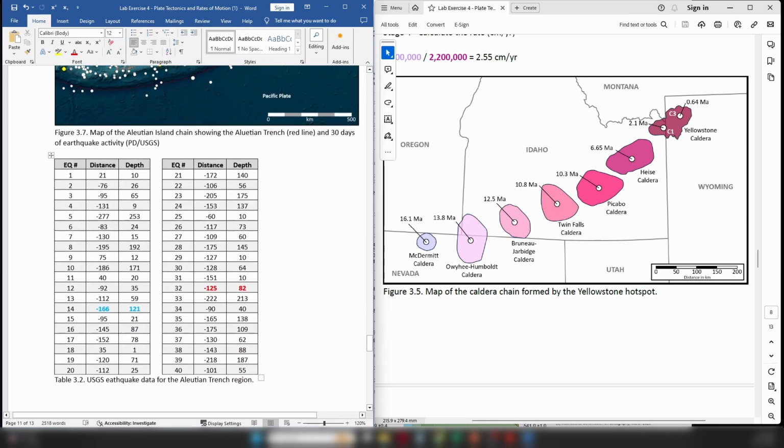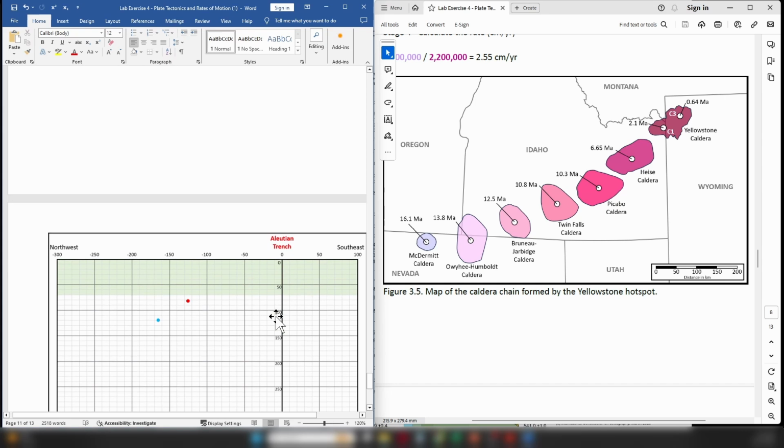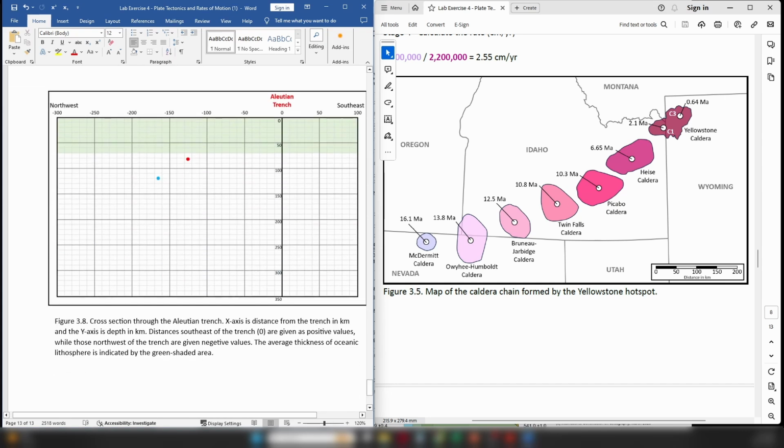Okay, so here we go. Let's come back down to our table of data. You can see that there are 40 earthquakes total. However, 2 of them are highlighted, one in blue, one in red. These points have already been plotted, so there are going to be 38 other earthquakes that you are going to plot, and they are going to be plotted on figure 3.8, which is right here. And it's a relatively straightforward process. For each earthquake, you're going to get a distance measurement.